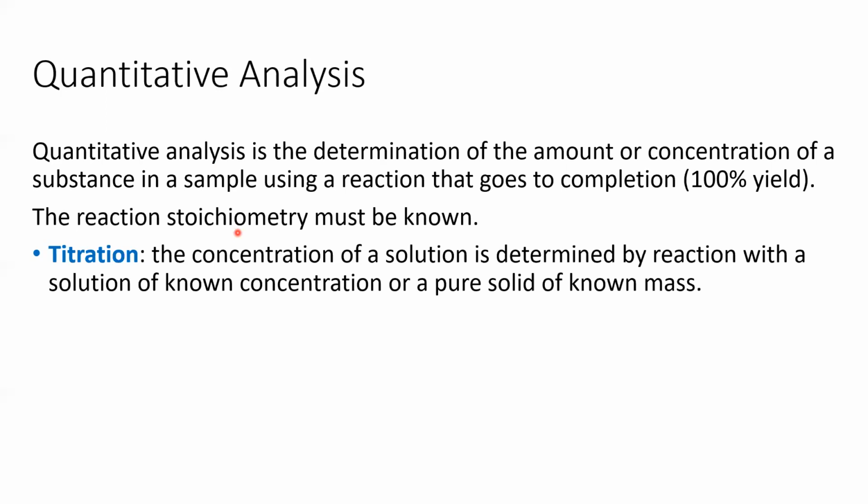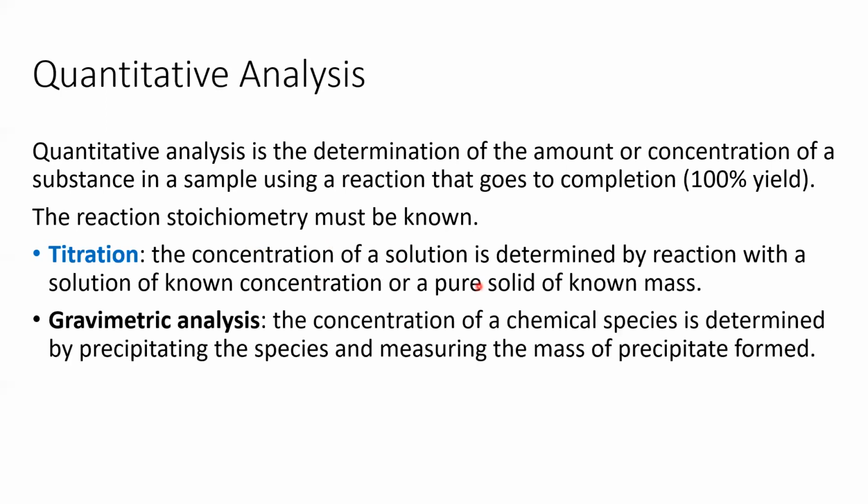So the first one is called a titration. A titration is a type of quantitative analysis in which the concentration of a solution is determined by a reaction with either a known concentration of another solution or with a pure solid of an unknown mass. Gravimetric analysis is a type of quantitative analysis in which we determine the concentration of a particular compound by producing a precipitate and measuring the mass of that precipitate.